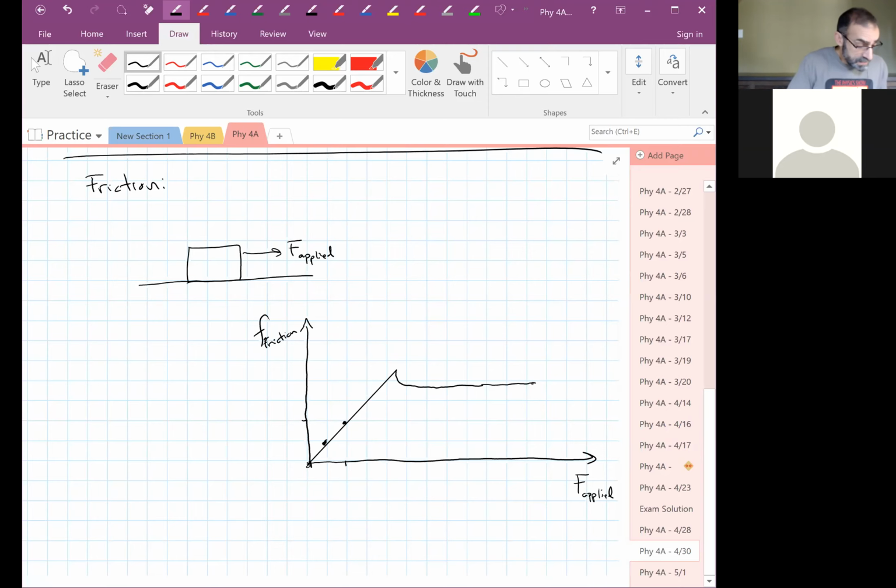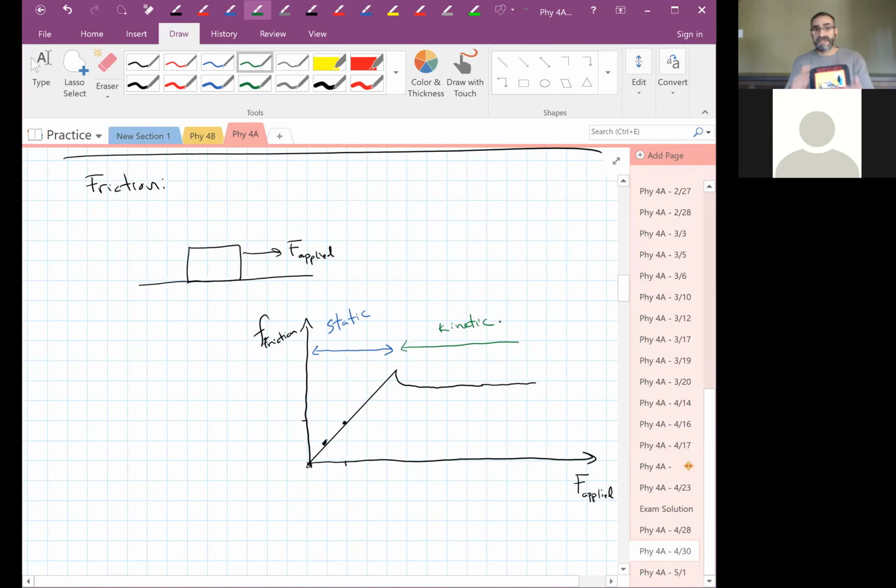So this region here is what we call static, because there's no motion between the block and the table. Those two surfaces are stationary with respect to one another. And this region out here we call kinetic, because there's motion between them. The box is sliding across the table. If you look at the two surfaces, they're moving with respect to one another. There's sliding there. Kinetic friction.